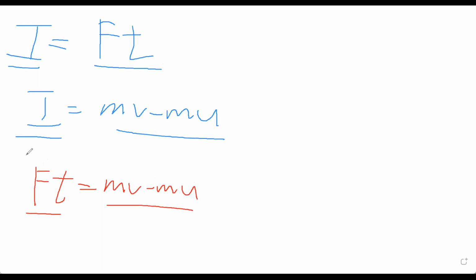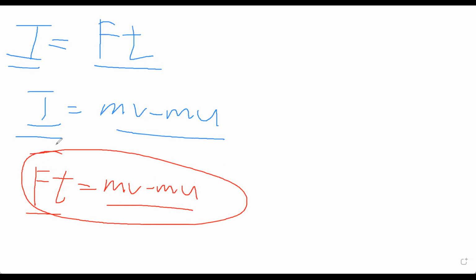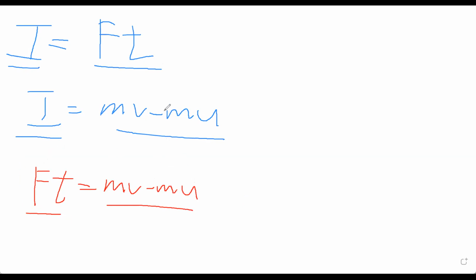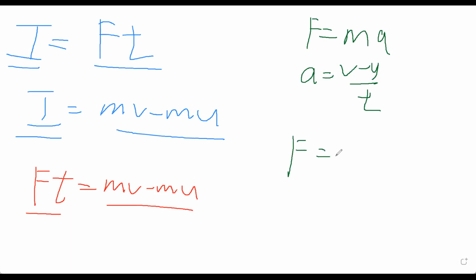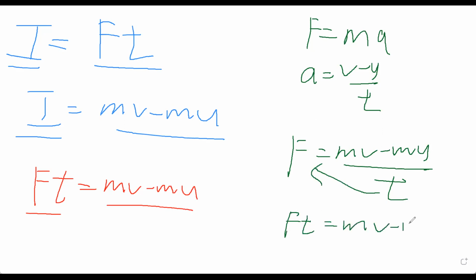But most of the time, because we are human beings, we won't purposely go and remember Ft equals mv minus mu. No one will remember this. So what I told you to do is, instead of remembering the formula, you can derive it from the F equals ma formula. Because we know that a equals v minus u over t, so F equals m times that. Then I expand the bracket, and F equals mv minus mu over t. I move the t back upwards here, and it will be Ft equals mv minus mu.